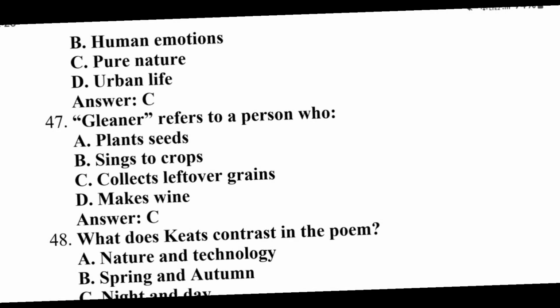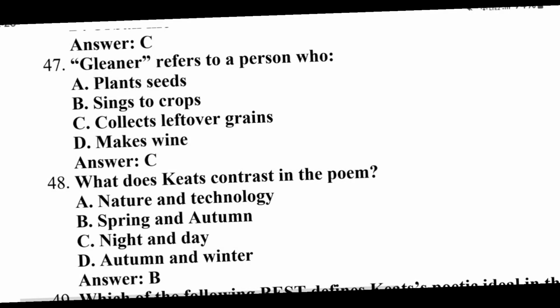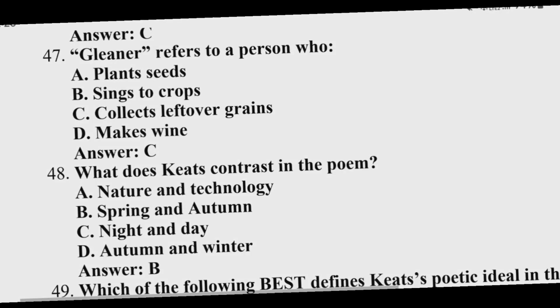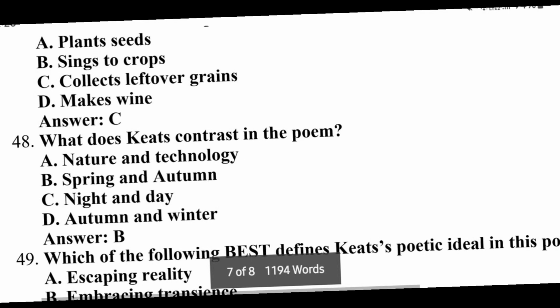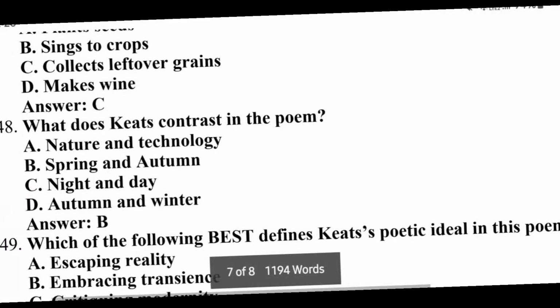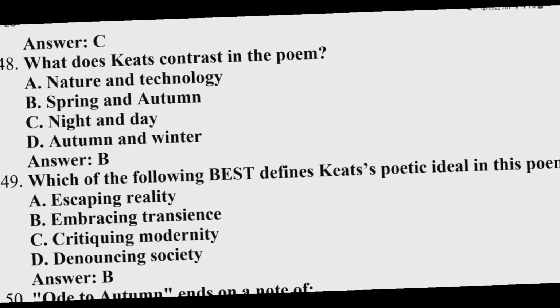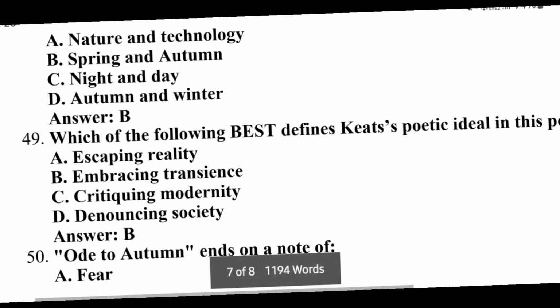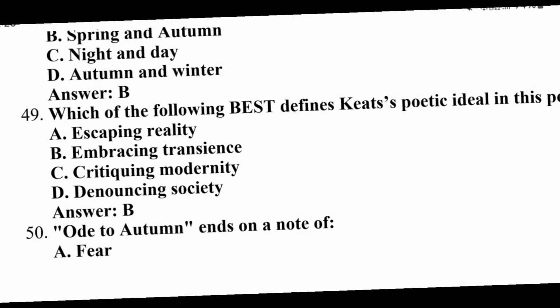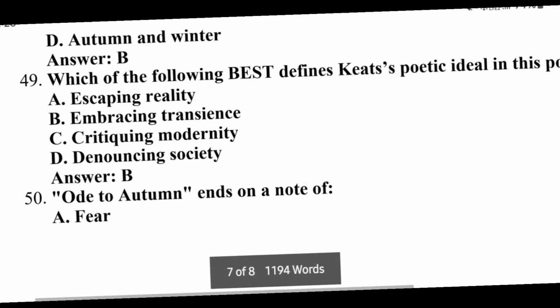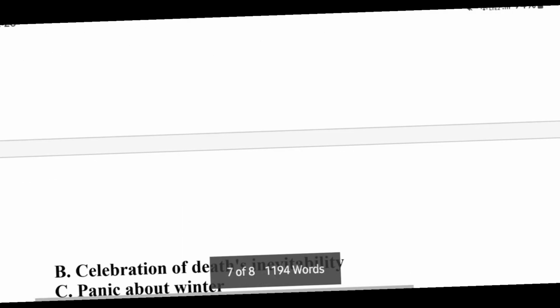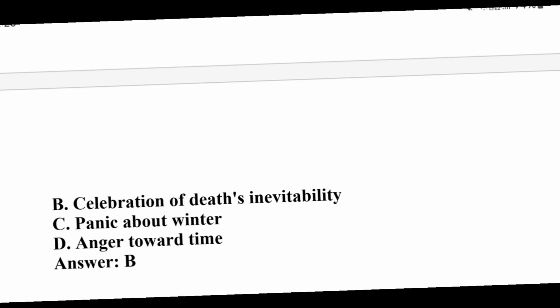What does Keats contrast in the poem? He contrasted spring and autumn. Which of the following best defines Keats' poetical ideal in this poem? It's embracing transience. Now the last question. Ode to Autumn ends on a note of celebration of death's inevitability.